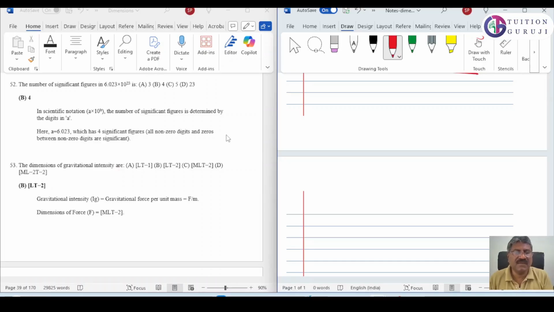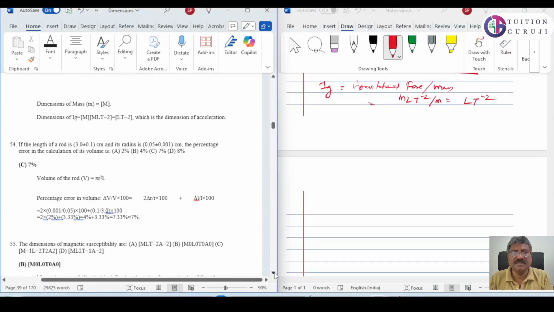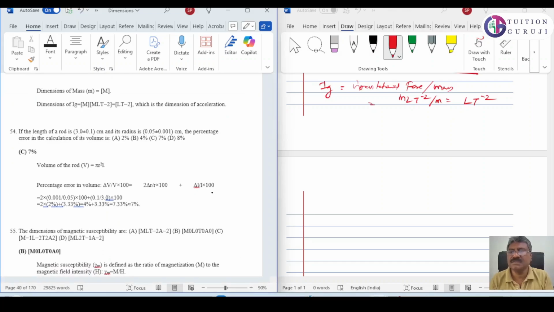Next is the dimensions of gravitational intensity. Gravitational intensity Ig is equal to gravitational force per unit mass. So we know that force is M L T raised to minus 2, divided by M, it is L T raised to minus 2. So it is L T raised to minus 2.